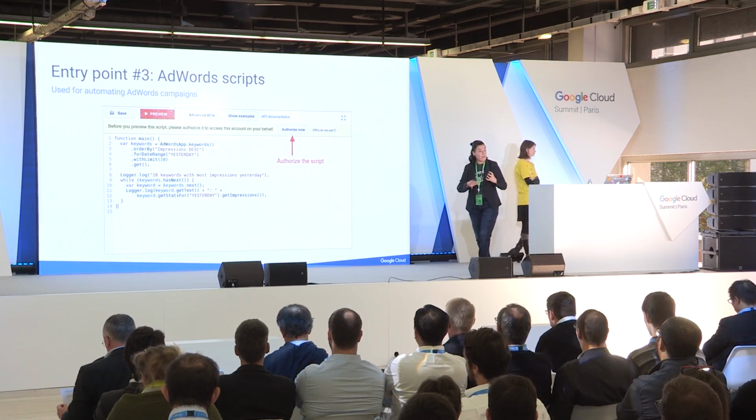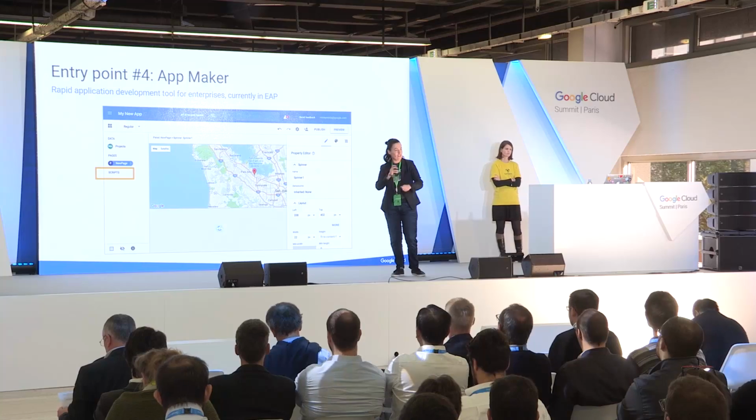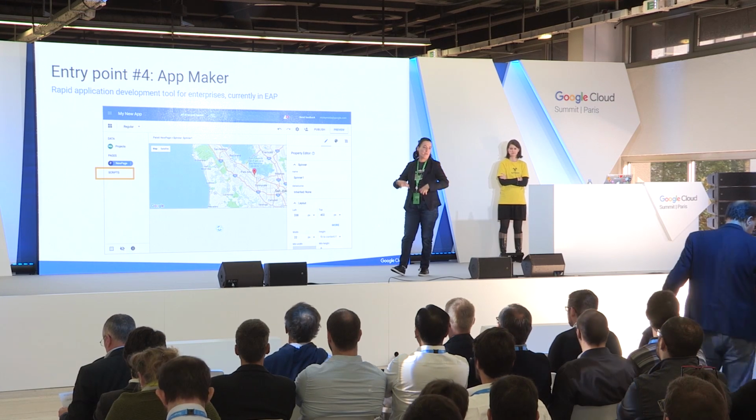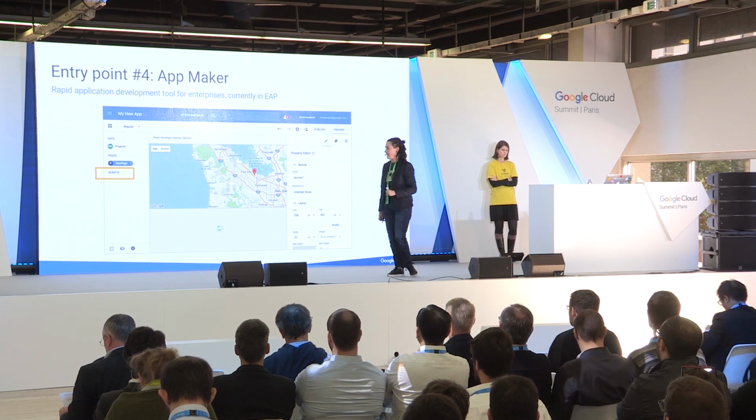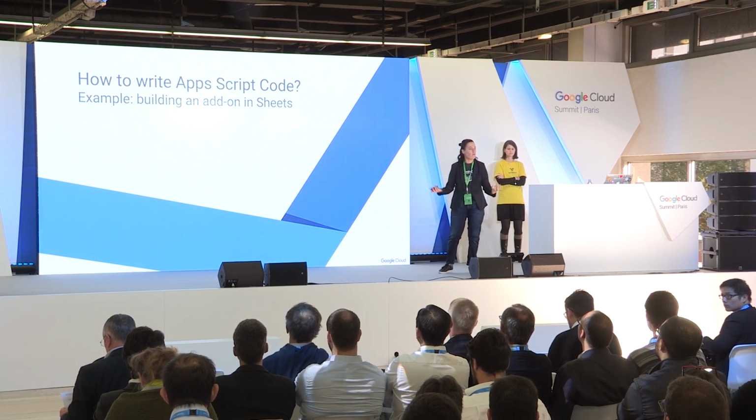There is another way you can create code in Apps Script, and that is for AdWords. We're not going to cover that. And the last way is through AppMaker. Although it is a visual design drag-and-drop editor, it is still possible to add some code in case you want to create a really advanced application. We'll see this later. Now, how can you write Apps Script code?